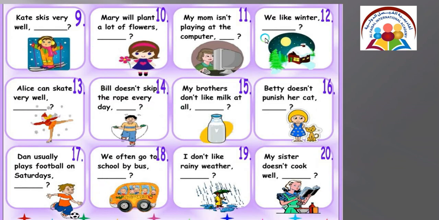Here we have also a practice worksheet. We have a worksheet. Please answer it and send it to me.